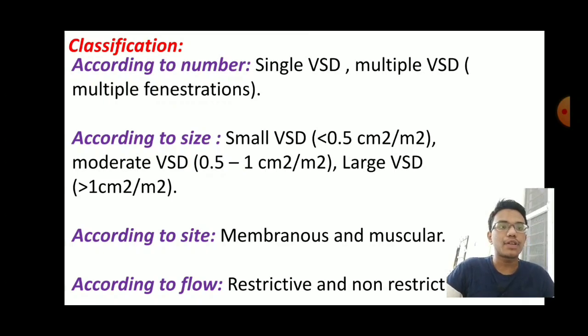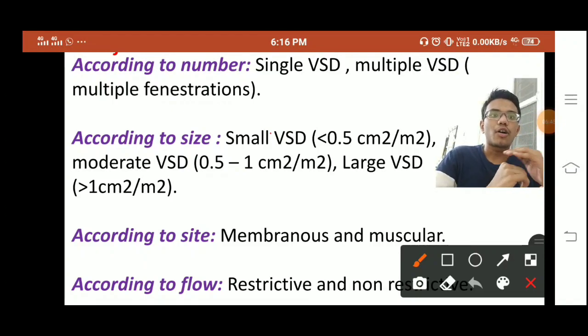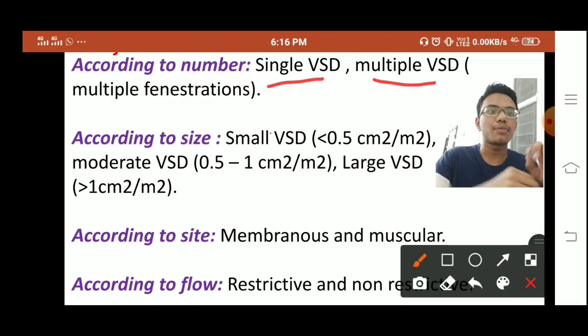Classification. What is the classification of ventricular septal defect? You can classify it based on the number, based on size, based on site, and based on the flow of the blood. According to the number, VSD is classified as single VSD or multiple VSD. In single VSD there will be one defect, whereas in multiple VSD there will be multiple fenestrations by which the blood can be shunted.